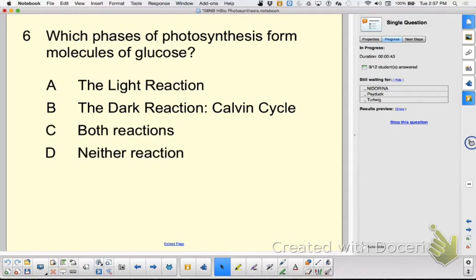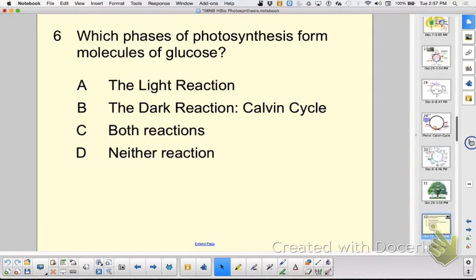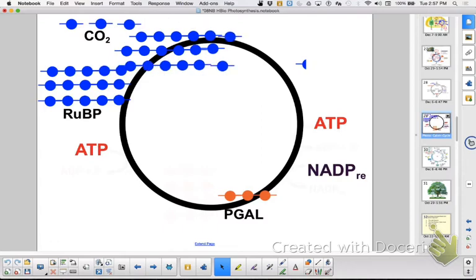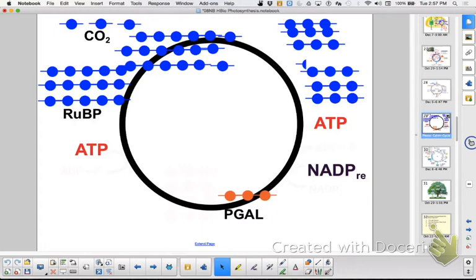So let me, while we're answering that, let me go back. Okay. So you had this, right? So you have 3 6 carbons. Yes? Yeah. You broke them in half, so now you have 6 3 carbon units, yes? You use some ATP, use some reduced NADP on all 6 of those. So you have 6.